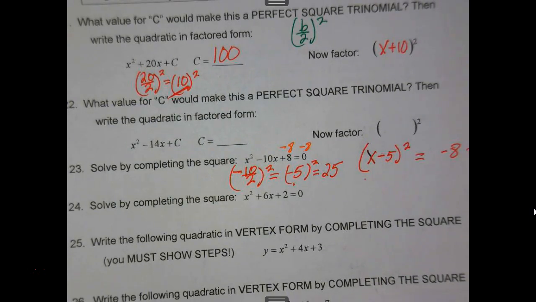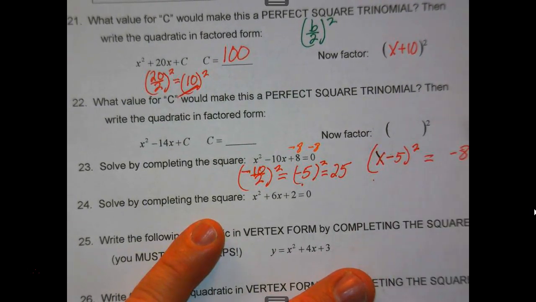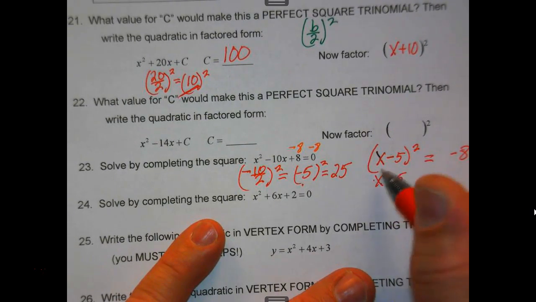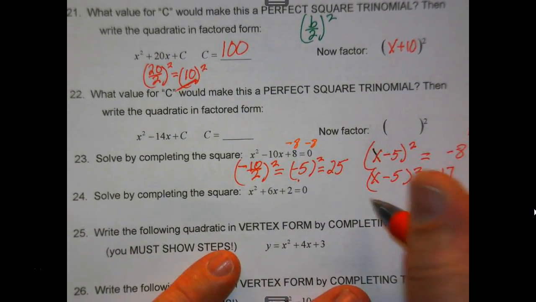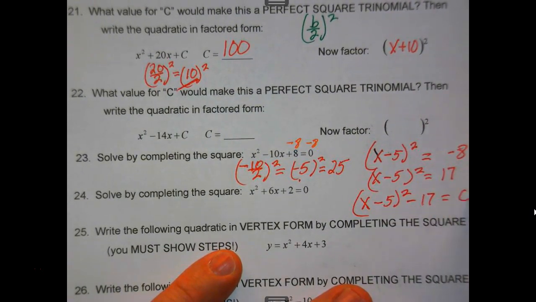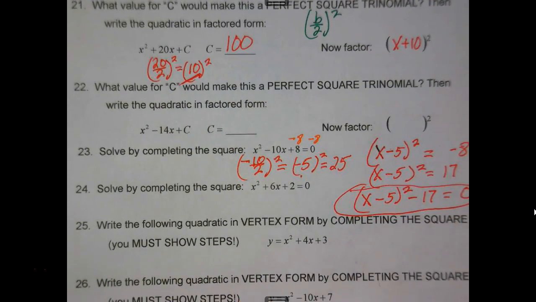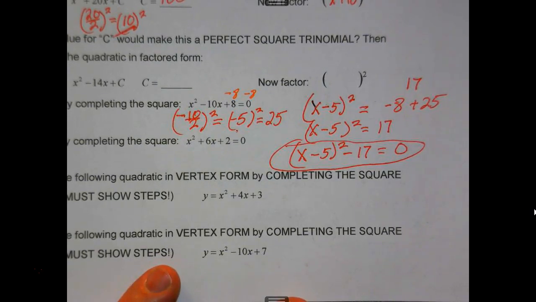Not sure what they're looking for here. I don't know. I guess they want it in vertex form, maybe. Negative 8 plus 25 is 17. So I have x minus 5 squared equals 17. Then we're supposed to subtract 17. So I have x minus 5 squared minus 17 equals 0. Oh, I know what they want. I'm sorry, that's vertex form. They want to solve for x. My fault.